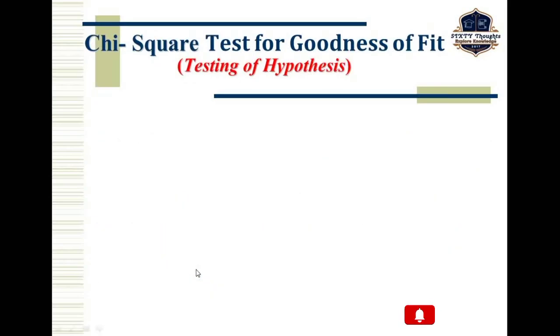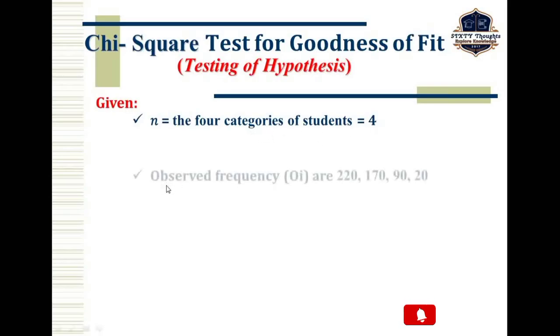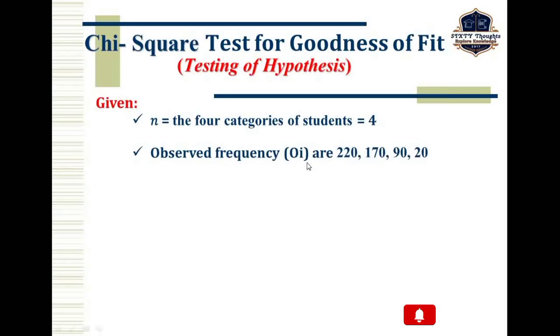Okay, so now we write the given statement. Let n equal the number of different categories of students, that is 4. They also gave the observed frequencies, which we denote by Oi. Total 220 students failed in all the subjects. Next third class, next second class, and the remaining 20 students cleared all subjects in first class. So these are the given data.